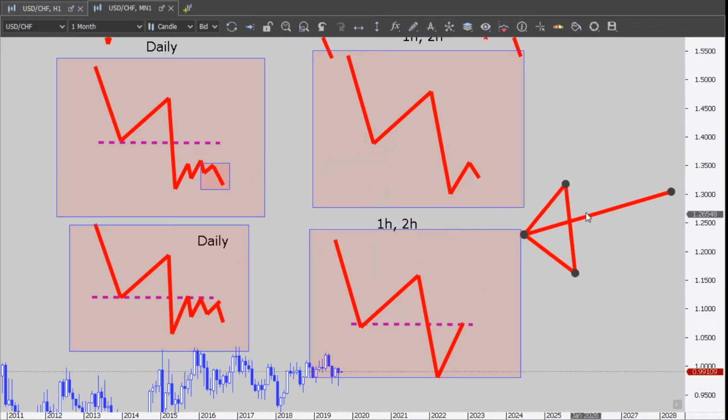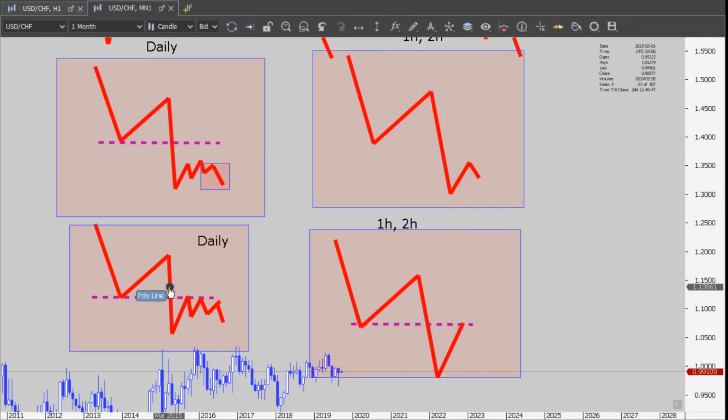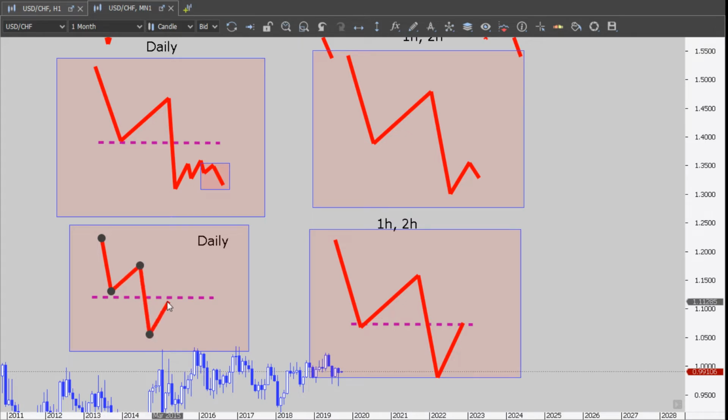Yes, sir. Okay. Now, I have a tricky one. What about if the market enters inside? Okay, so the other one is going to be like this.